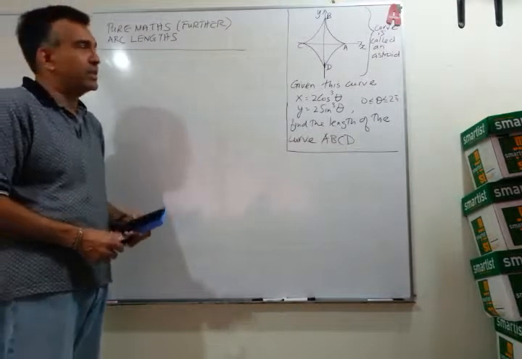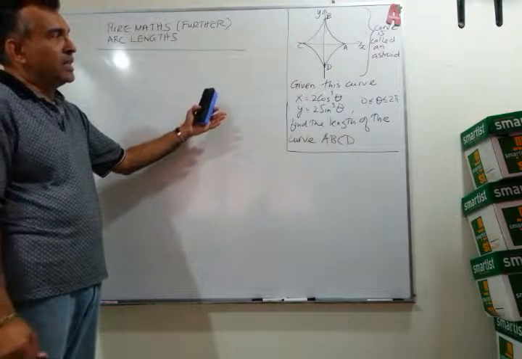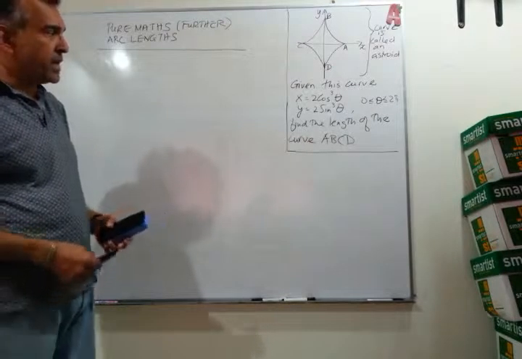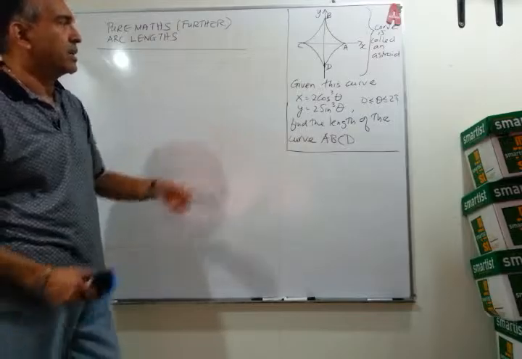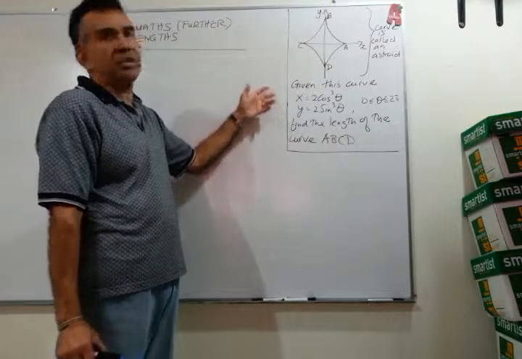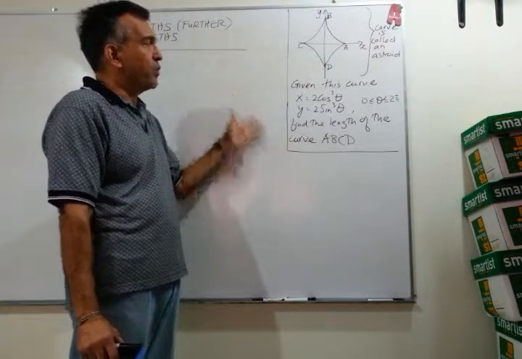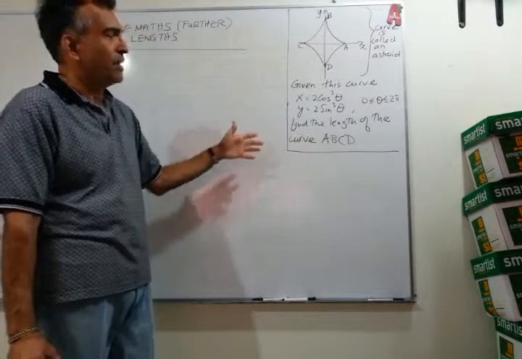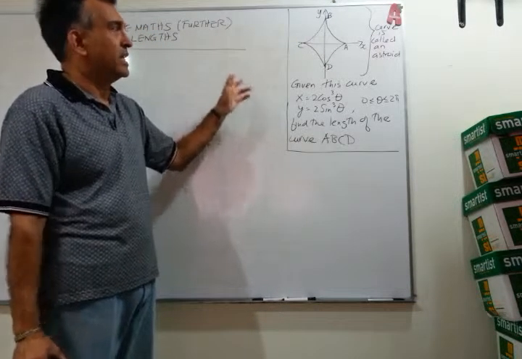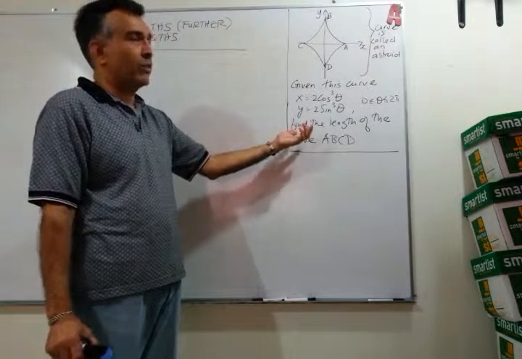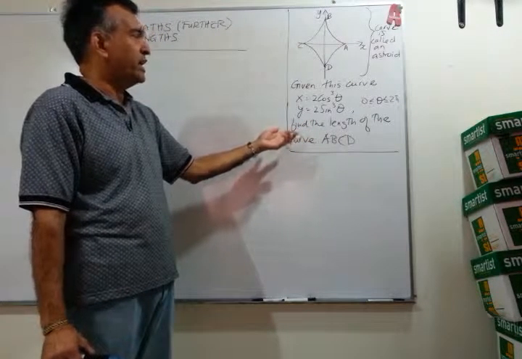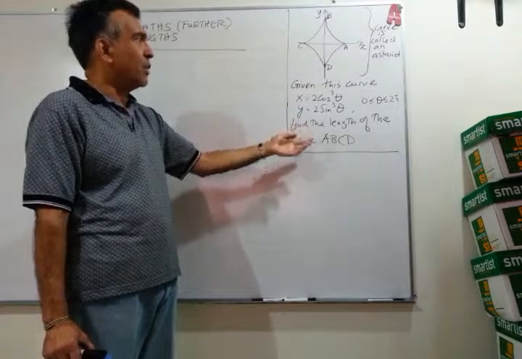The parameter here is theta. x equals 2 cos cubed theta, and y equals 2 sin cubed theta. These are the parametric equations of this curve, and you're asked to find the length of the curve ABCD. So that's one way of writing the question. I hope that everyone can follow what I'm trying to say. I'm trying to find the length of this whole curve.